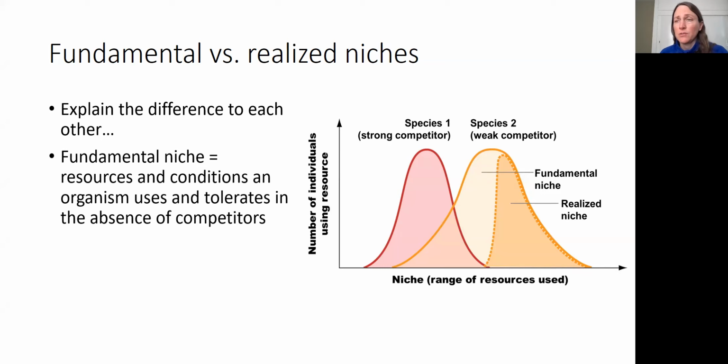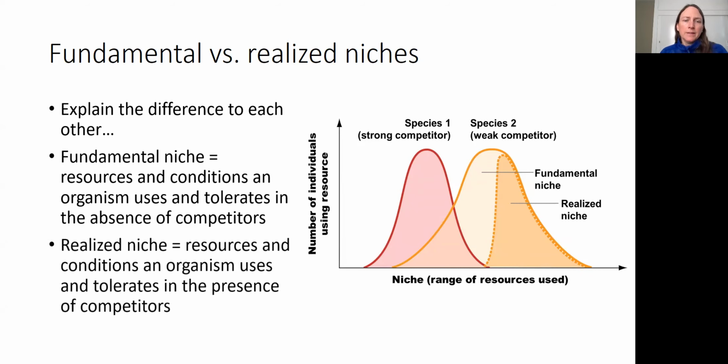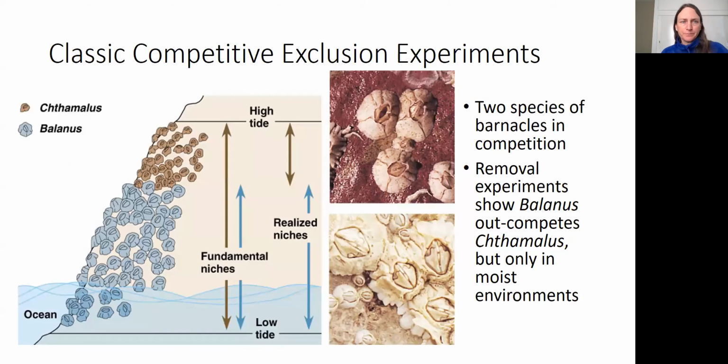So especially if you have a strong competitor compared to a weak competitor, the strong competitor can push the weak competitor into a niche that is smaller than it would be normally. And so this would be the realized niche. And the realized niche is then the resources and conditions that an organism uses and tolerates in the presence of competition. Both species could be forced into realized niches, or you might have one species that's basically pushing on the weaker competitor. And so both kinds of things can happen.